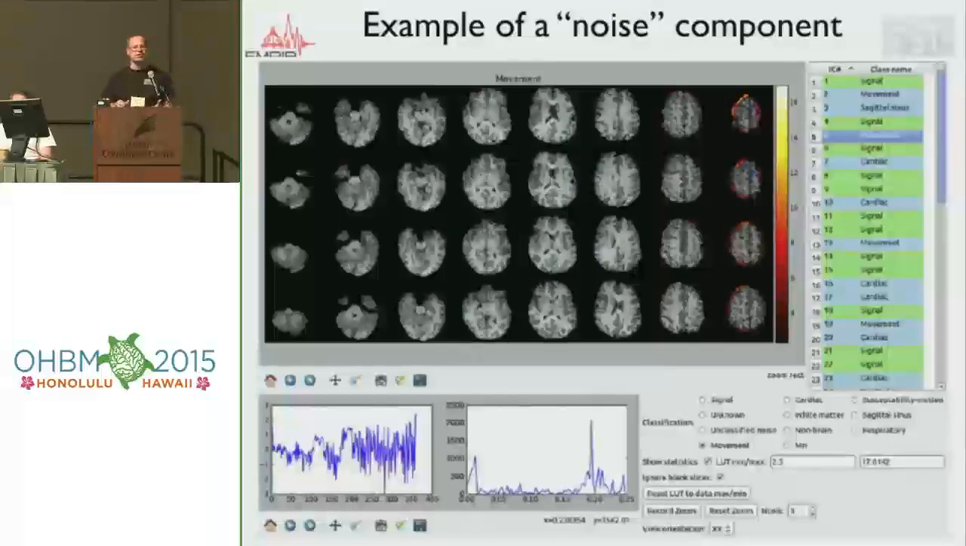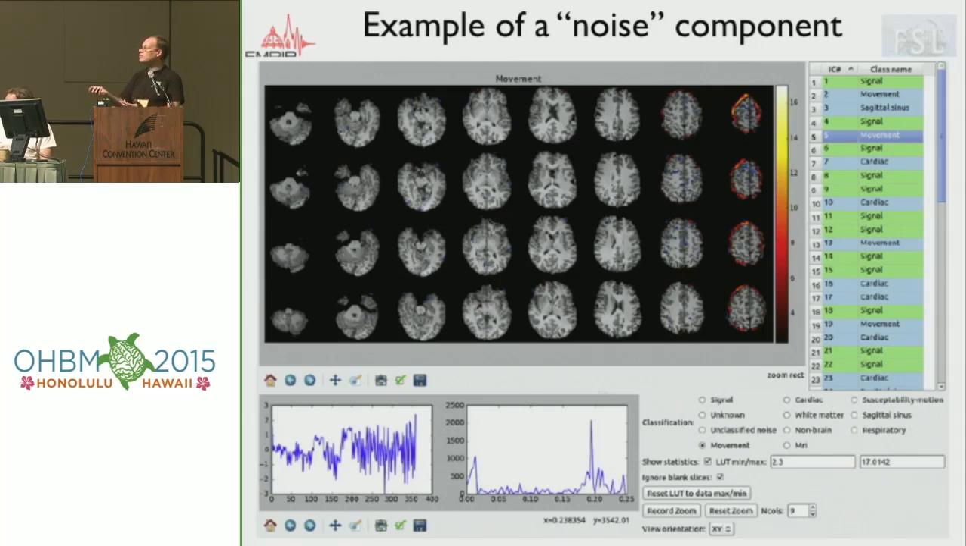For those of you who are not familiar with what I'm talking about, with ICAs and different things, this is what a noise component might look like. You can see bright signals in the rim up there. That's quite classic for motion, which was going in the superior-inferior direction. And you also get access to temporal information about what's going on in the time series and the spectra of the time series. This is what you would have to do if you were manually doing it or if you were creating a training data set.